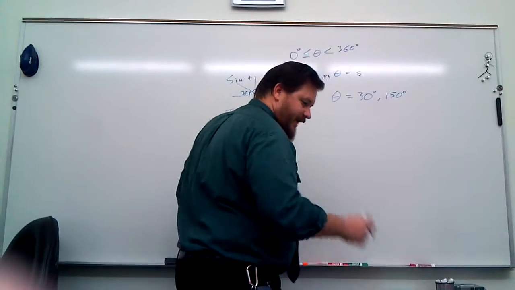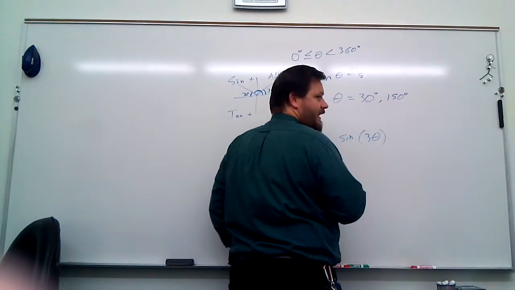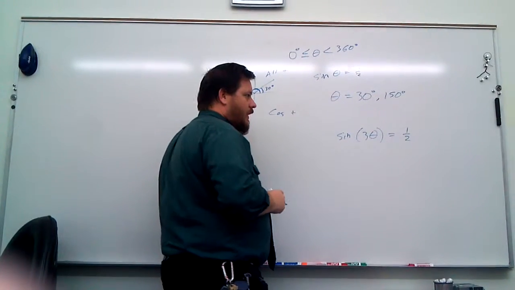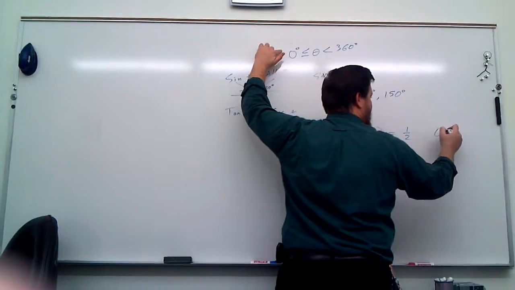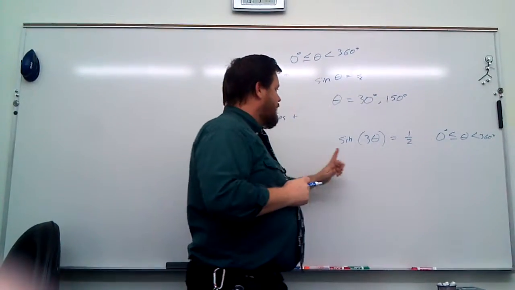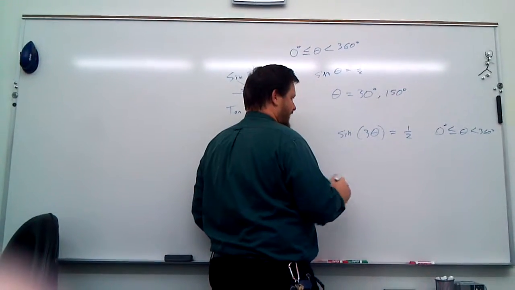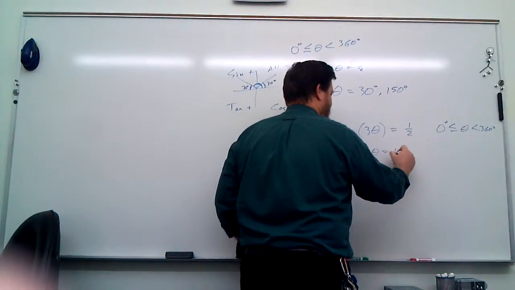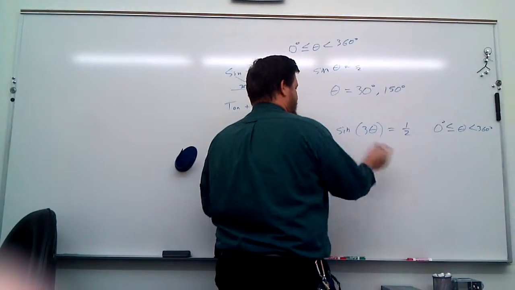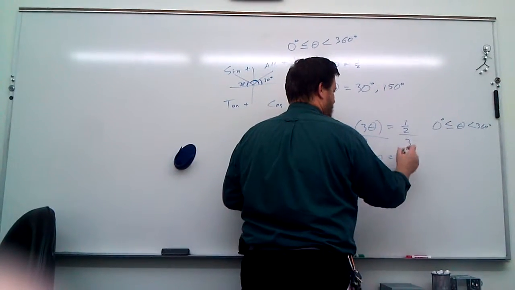That's the basic idea. Now, what happens though if we do this? What if we say we want to find out the sine of 3 theta equals 1/2, with the same stipulation as here, that theta be between 0 and 360? Well, unfortunately, what can't you do? You can't factor out the 3 like that. Unfortunately, you can't divide both sides by 3, cancel that, and have sine theta equals 1/6.